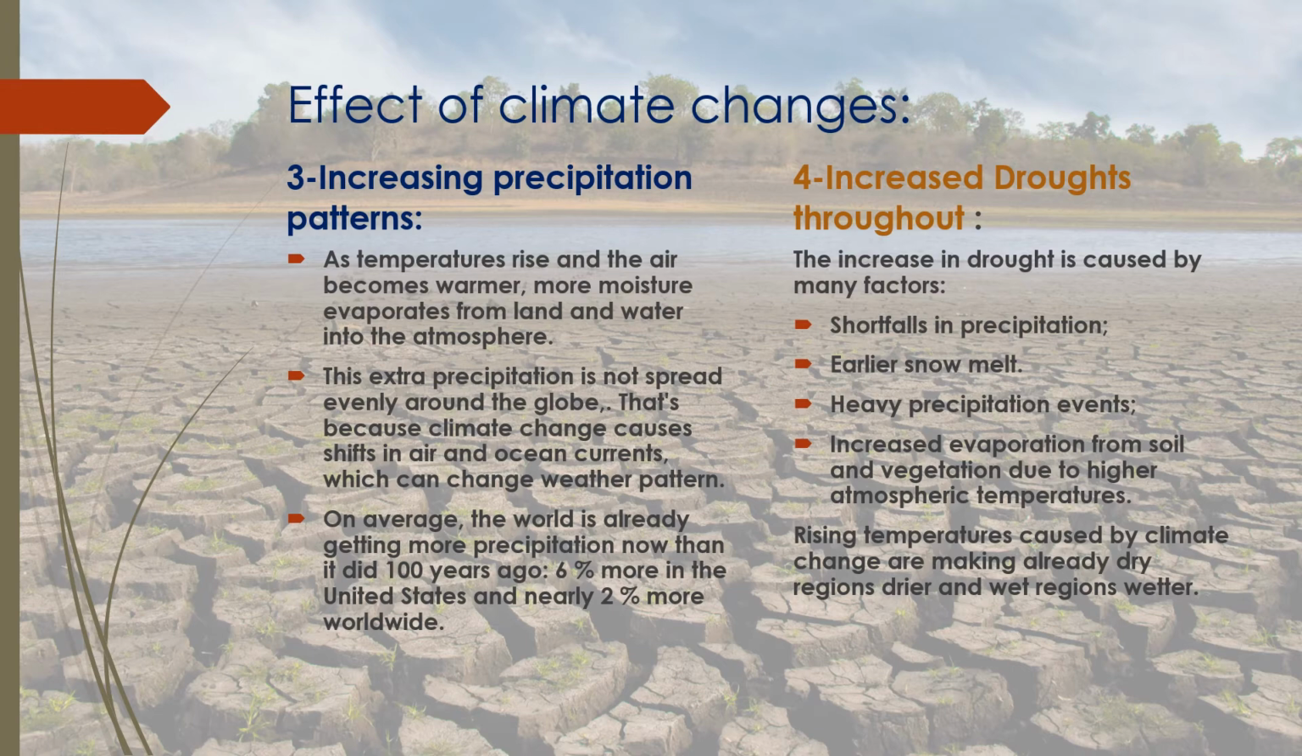Number 4. Increased droughts throughout. The increase in drought is caused by many factors: shortfalls in precipitation, earlier snowmelt, heavy precipitation events, and increased evaporation from soil and vegetation due to higher atmospheric temperatures. Rising temperatures caused by climate change are making already dry regions drier and wet regions wetter.